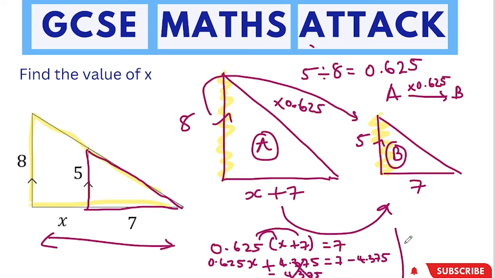Okay, now if I subtract that, 0.625x equals 2.625. I'm going to divide both sides by 0.625, and then x equals 4.2. Okay, so this equals 4.2.